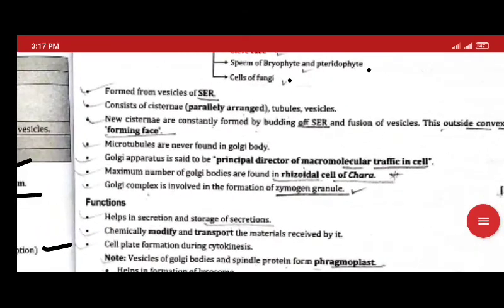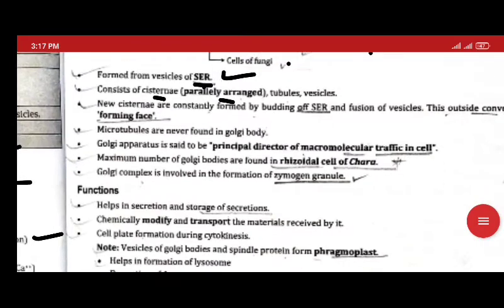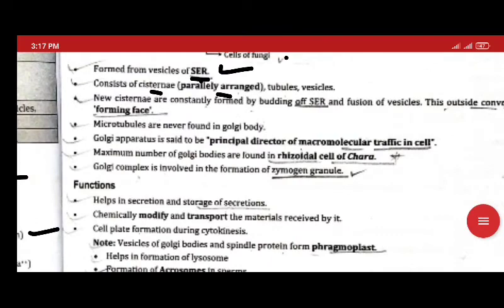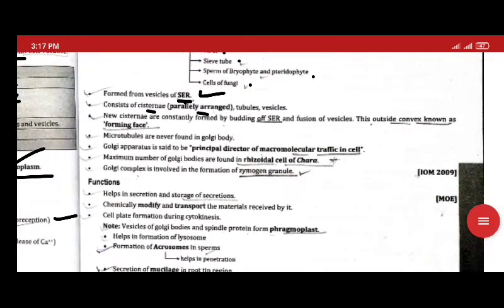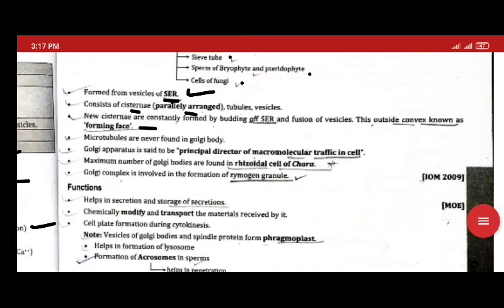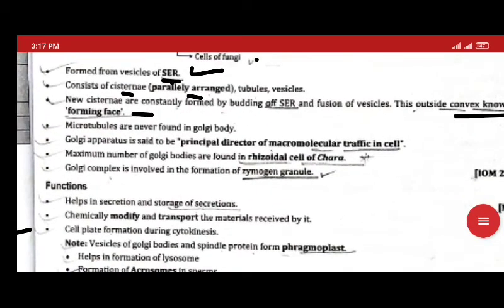Now, formation: this is formed by the endoplasmic reticulum, mainly SER. The cisternae are arranged parallelly, as we have discussed, and since the cisternae continue to fuse, it forms a shape with two faces, convex on the outer side. The Golgi complex is called the director or traffic police of the cell. This is the other name.